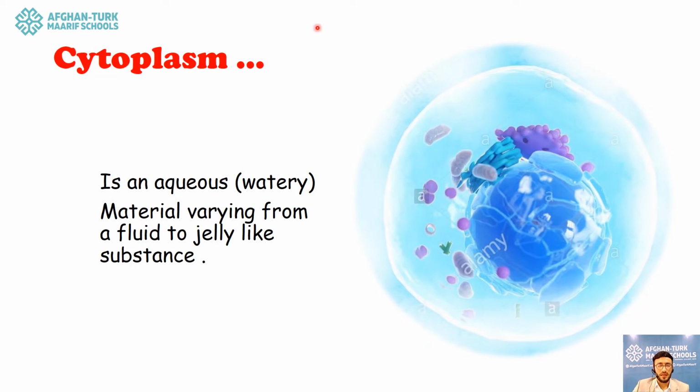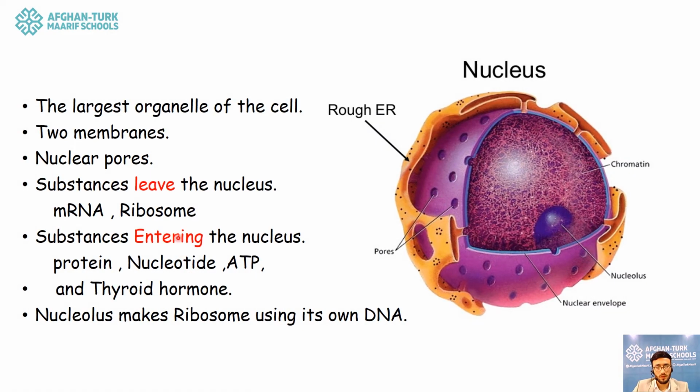Another thing that you see is called the cytoplasm. Cytoplasm is an aqueous, meaning watery, material that varies from a fluid to a jelly-like substance, which enables the organelles of the cell to float freely inside the cell. The most important thing that you can find inside a eukaryotic cell is the nucleus. The nucleus itself can be found as a large organelle of the cell.